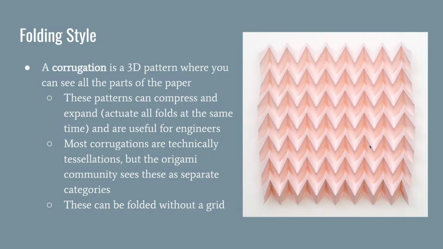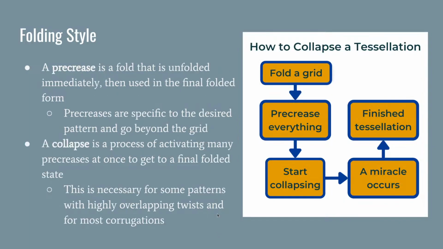And there's a lot of variations. Often these corrugations for engineering applications are pre-scored, and then you have to go and pinch every scored line before you can collapse everything into place. And speaking of pre-creasing, how to collapse a tessellation: you fold the grid, you pre-crease all of the off-grid lines, you start collapsing, by which I mean activating all of the pre-creases at once. A miracle occurs, and then you get your finished tessellation.